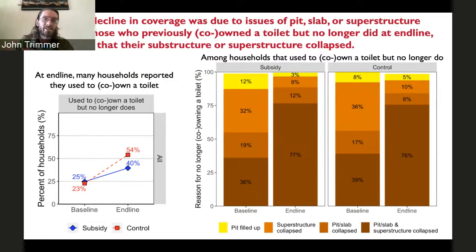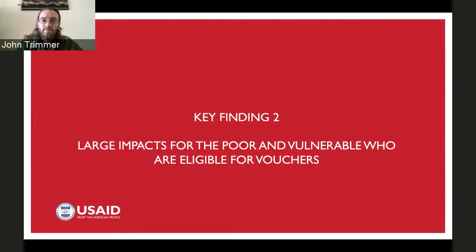So that suggests to us that some sort of program that would promote facilities that are a bit more durable, more long-lasting, better able to handle these difficult environmental conditions might be really valuable. And that is essentially what this subsidy program that Joyce described at the beginning was trying to do. So that's where we'll go next with our second key finding focused on the impacts of the program for poor and vulnerable households. So Joyce is going to take us through this.